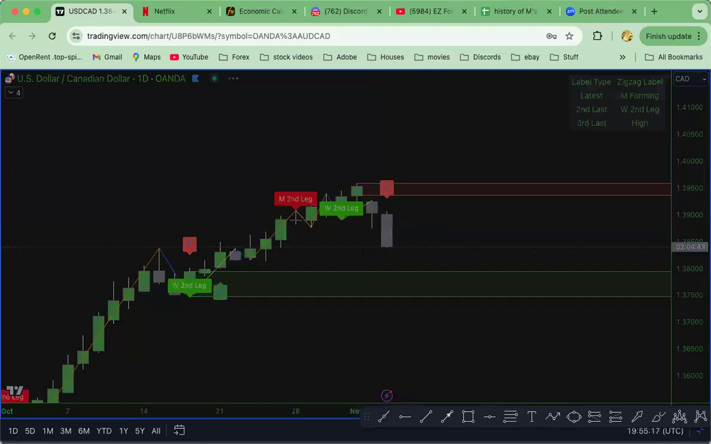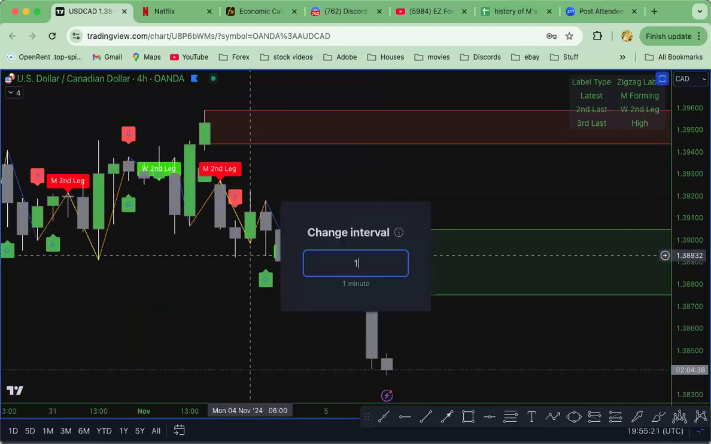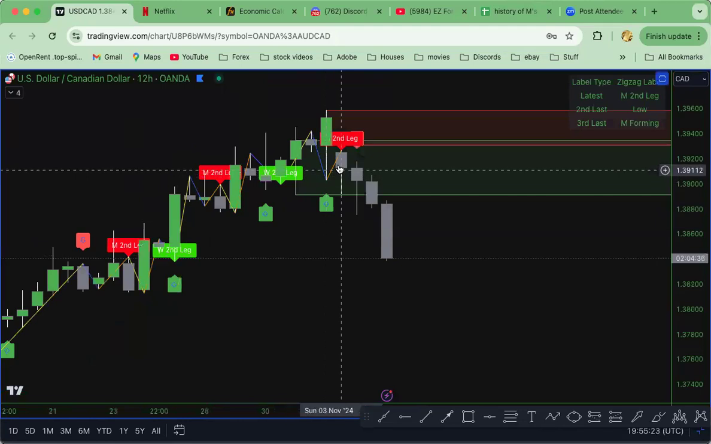Let's go to the 4-hour chart. That's a second leg there. No. Okay, let's go to the 12-hour chart. Yep, there you go. Look at that. Do you see? So from Sunday, you can see that instead of the daily second leg forming there, can you see how you start? You really got to play with this, and have some fun.